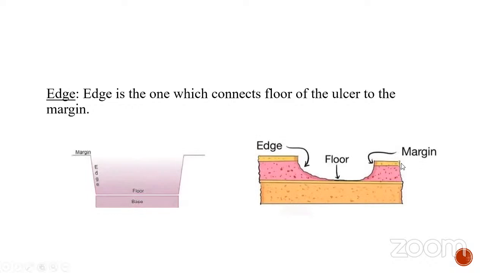The important component of an ulcer is its edge, because the edge always helps us in identifying the type of the ulcer. It's having a lot of diagnostic importance. So the edge is the one which connects the floor of the ulcer to the margin. So I hope it's clear from both the images. Now we'll see different types of edges.